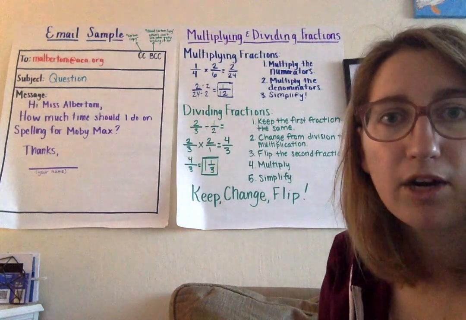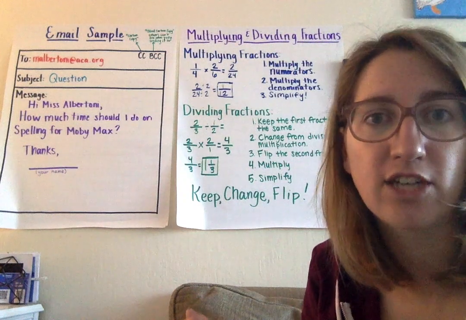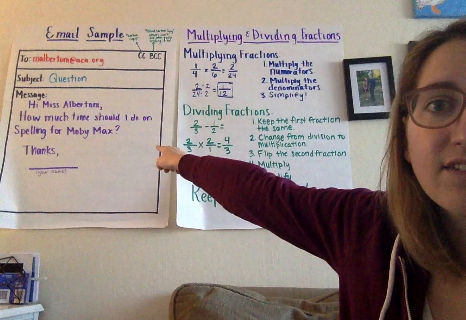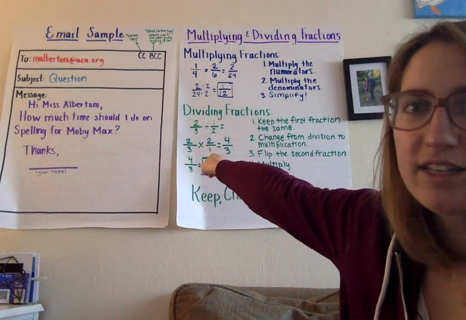Then the second part is you're actually going to change division into multiplication. So now you have your 2/3 here. Then you're going to take that division symbol, and then you're going to make it multiplication. I swear, this is so difficult.